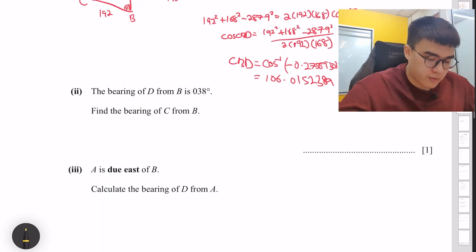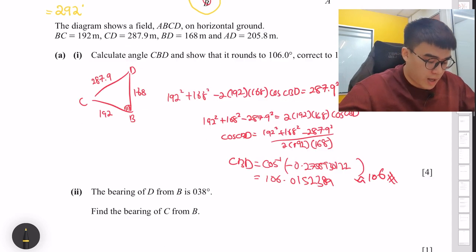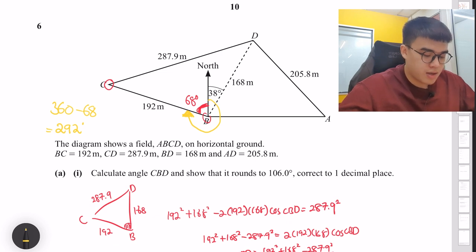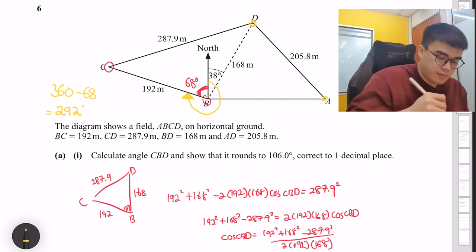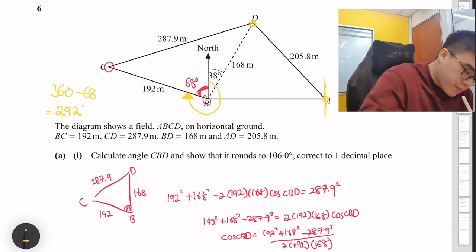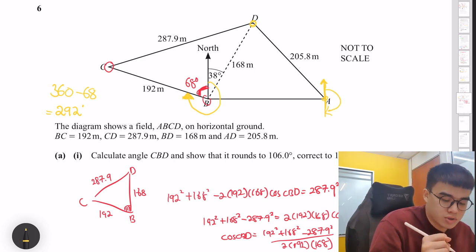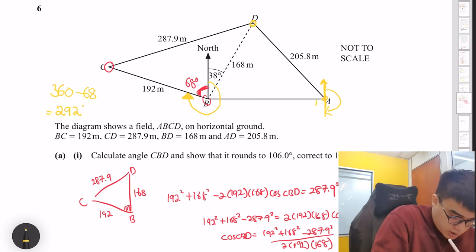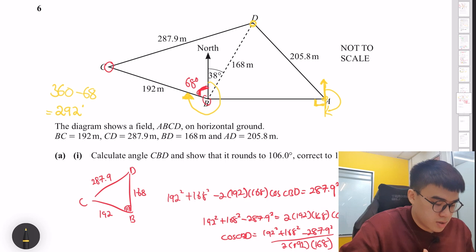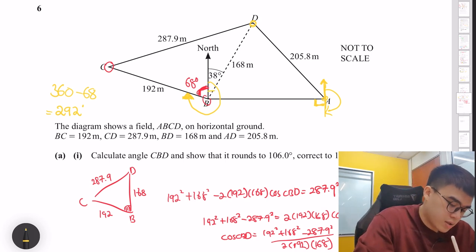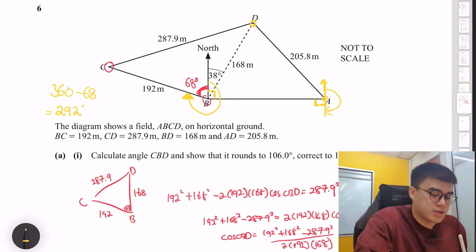So that will be your final answer for part two. Let's look at the following part. A is due east of B. Find the bearing of D from A. Remember, this is what they mean. First thing first, here to here is 180. Since they mentioned due east, this is a 90. So these are the two pieces of information that I have. Here is actually 90 because of the due east that they mentioned. With that, if I take 90 minus 38, I will get this balance part as 52.